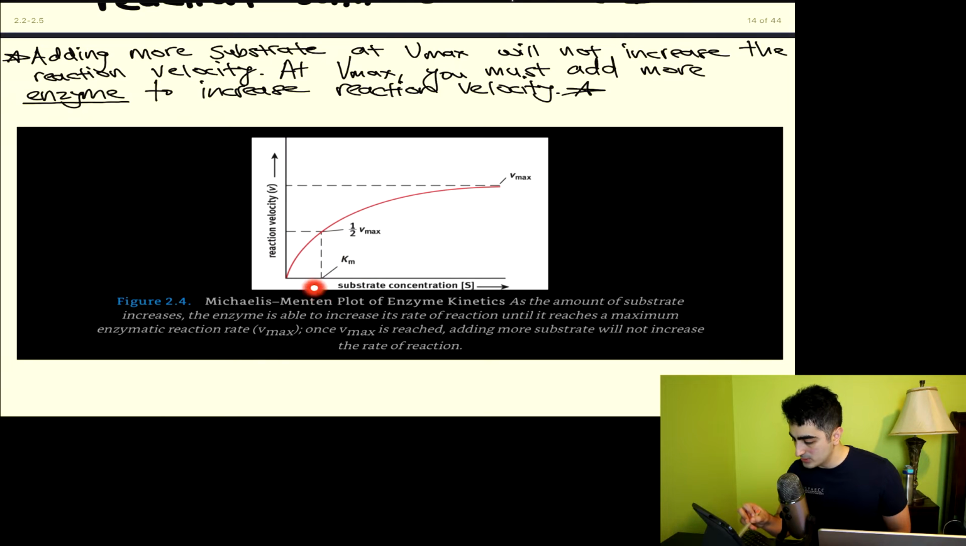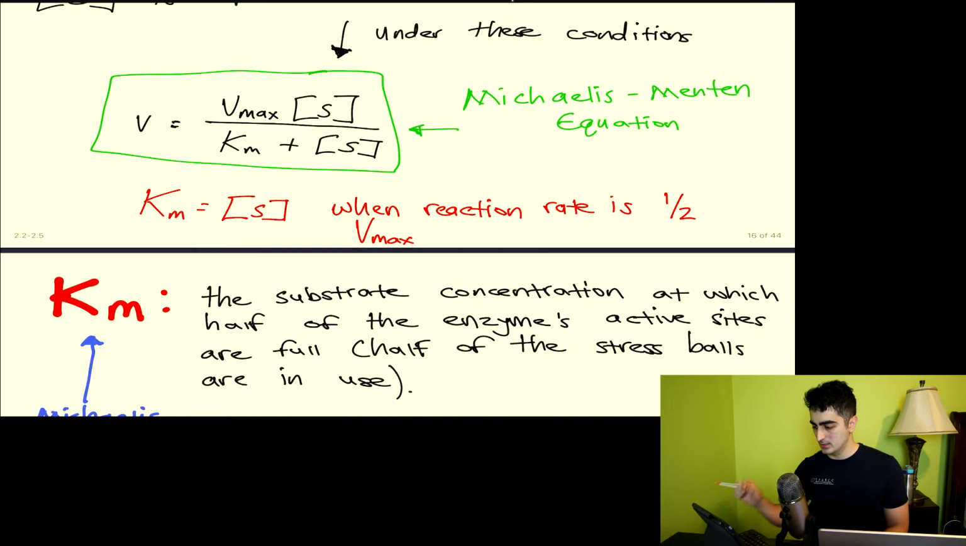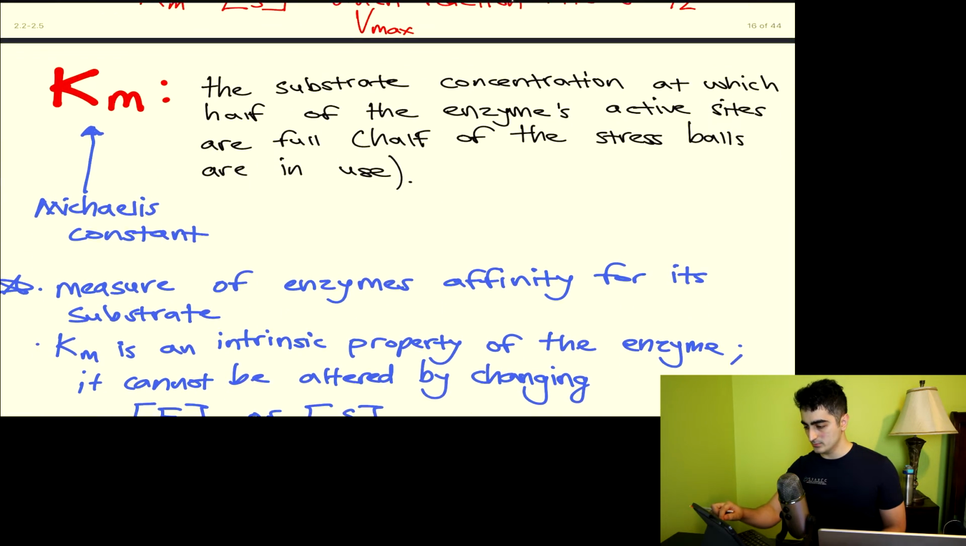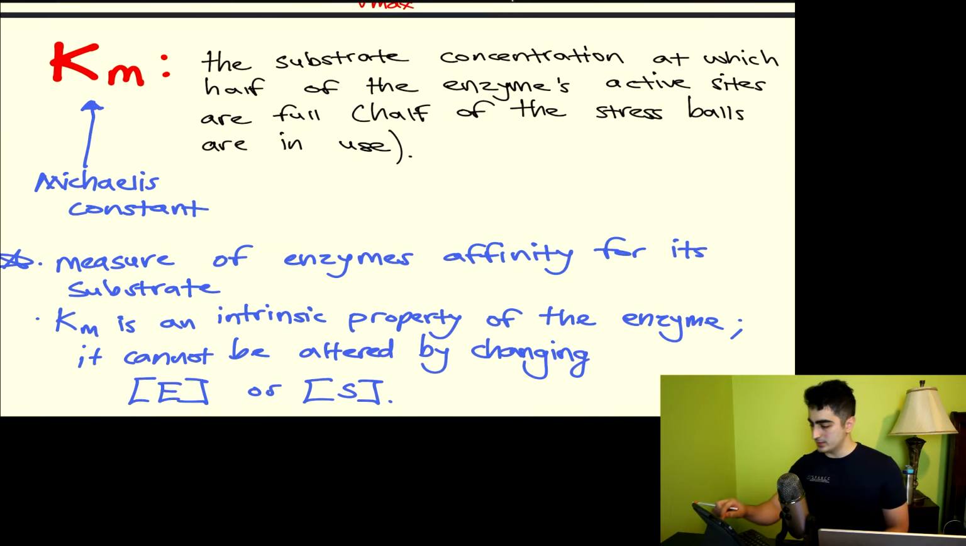So Km is going to be a substrate concentration. Km is not a reaction velocity. It is a substrate concentration. Very important to know. What I would know is Km equals substrate concentration when reaction rate is 1/2 Vmax. Very, very, very, very important to know. And that's called the Michaelis constant.